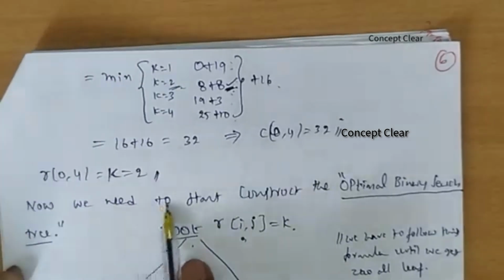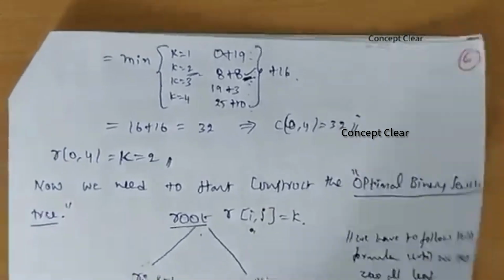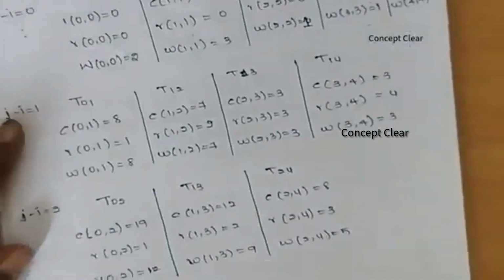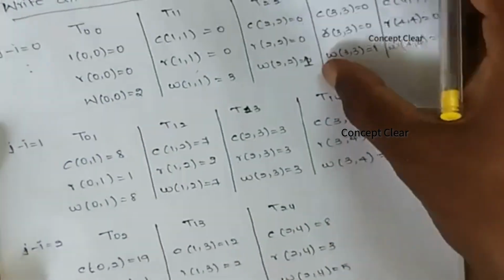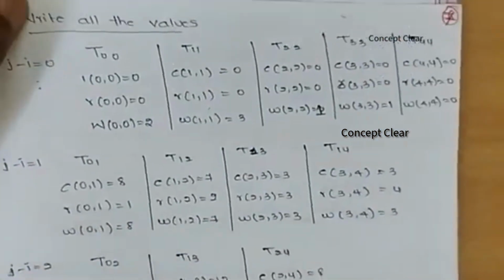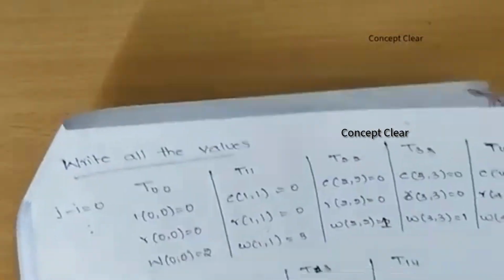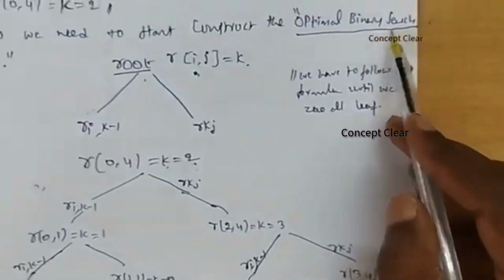Now we need to start considering the optimal binary search tree. Finally, after calculating all the values, we build a table like this: first case values, second case, third case, fourth case, and fifth case values. We have to write all the values in a single tabular form. Next, after calculating these values, we have to consider the optimal binary search tree.